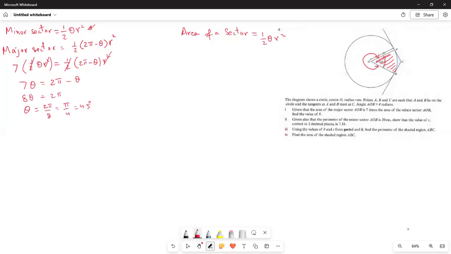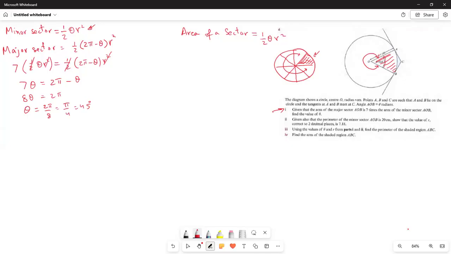It makes sense as well, because you see, if the entire circle is divided into 8 parts, this area is 1/8 of the whole circle, or 1/7 of this portion. So 7 times this area will give you the rest of the area. So yeah, this makes sense. This angle is 45 degrees. So we are done with part 1.